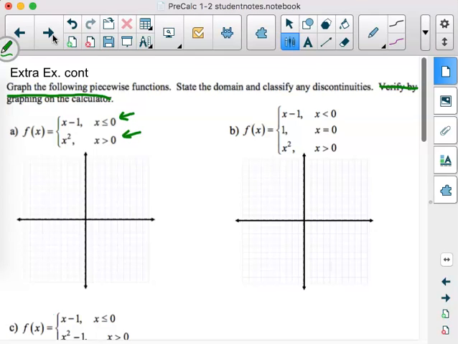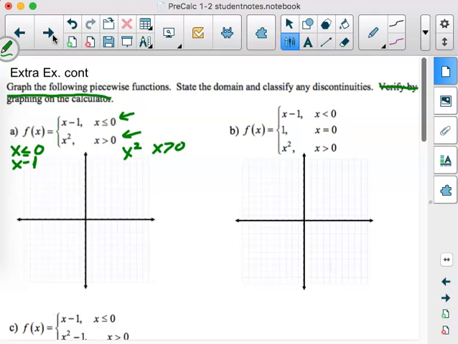So one of the easiest things to do is to put them where they should go. So when I see x is supposed to be less than or equal to 0, I think, well, that's over here on the left of the y-axis. I have to graph x minus 1 over here. And then on the right-hand side, that's where I'm going to have my x squared, because that's where x is going to be greater than 0.